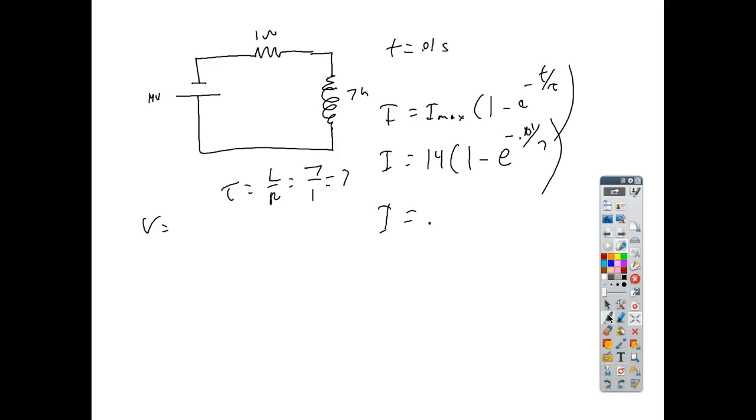Can you do a different time? Probably where it would be maximally wrong is like 7 seconds. That's probably where you're going to run into the biggest error.